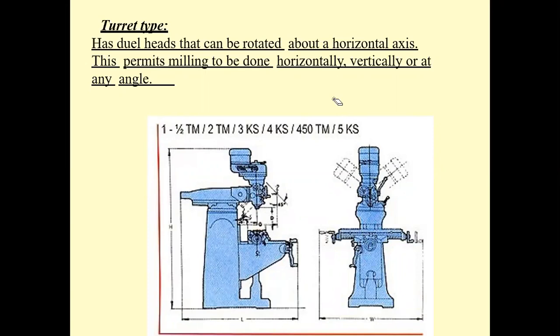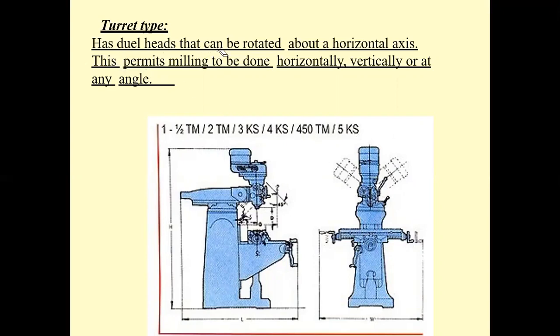Coming to the next type of milling machine, this is called the turret type. We have already seen a turret previously in our lathe. This is not the same turret, but what is here? In addition to the inclinations and rotation you have seen, this turret type milling machine is normally used as a vertical milling machine. In this, there is a dual head. The dual head you're seeing here can be rotated about the horizontal axis.